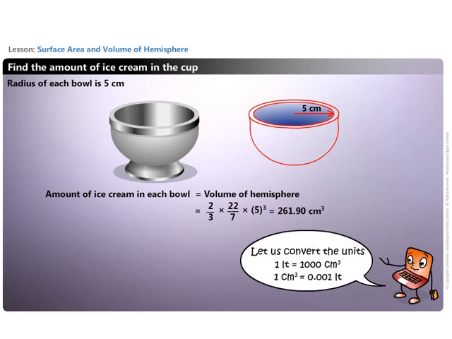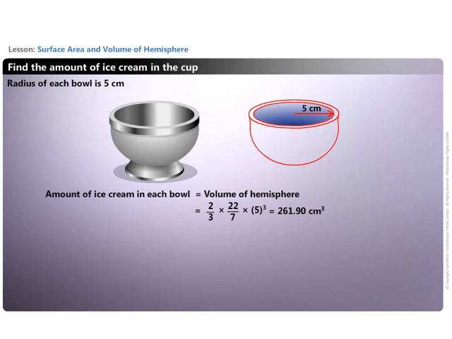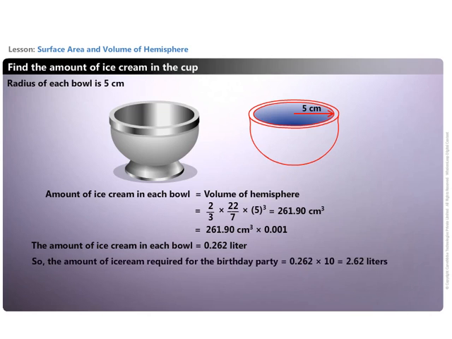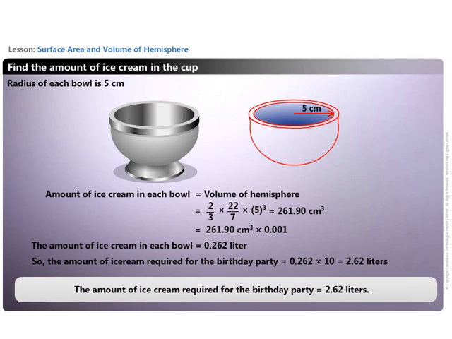Let us convert the unit: 1 liter is 1000 centimeter cube, and thus 1 centimeter cube is equal to 0.001 liter. Thus, the amount of ice cream in each bowl is 0.262 liter. So, the amount of ice cream required for the birthday party is equal to 0.262 into 10, that is equal to 2.62 liters. The amount of ice cream required for the birthday party is 2.62 liters.